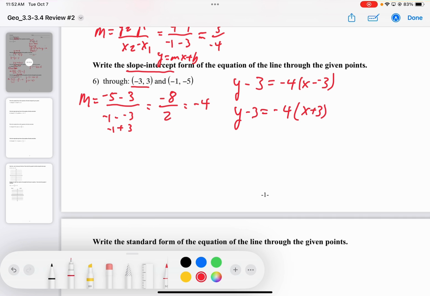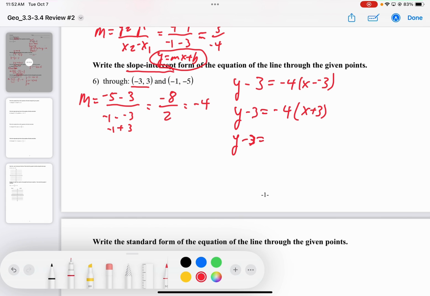I don't really need to take a step to do that, but I'll do it anyway. What are you doing here? I just changed the minus and negative to a plus. And then I'm going to keep going, Jillian, because I want to get it into this form, y equals mx plus b. So I'm going to have to distribute things and simplify to solve for y.